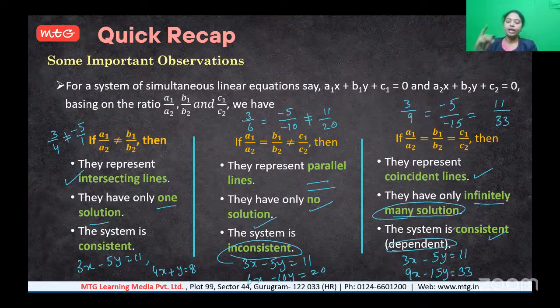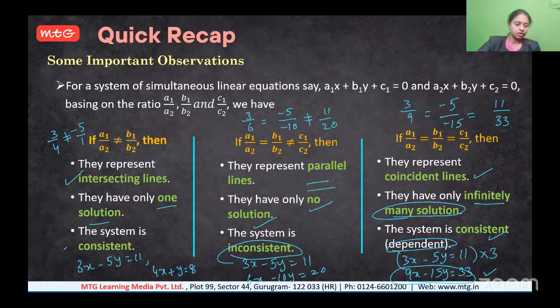Why do we call it that? If you noticed, you will see that the second equation is just obtained by multiplying the first equation by 3. Every term of the first equation, when I multiply with 3, I get the second equation. Such equations we call consistent equations, but they are dependent. They are dependent equations. Why? Because one is framed from the other. Such equations will result in coinciding lines leading to infinite solutions. Clear? Let's move ahead.